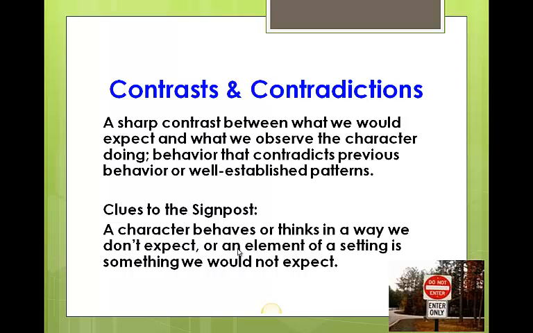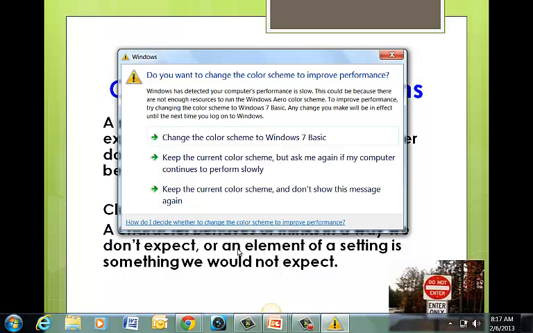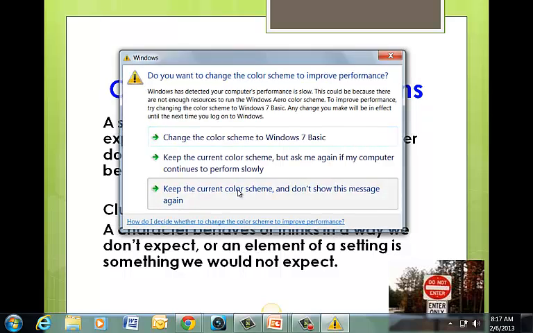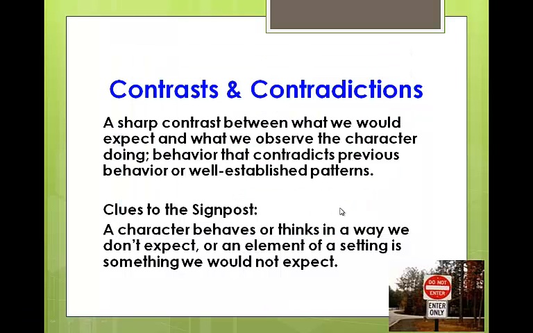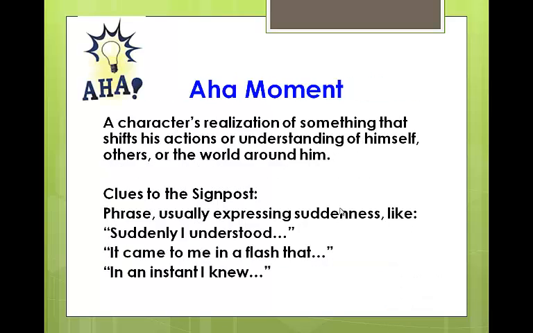Contrast and contradictions incorporate sharp contrast between what we expect the narrator or character to do and what they actually do. So it's a break from the well-established pattern that we see from a narrator or a character. And usually this is a clue from the author that we should take note of this. It's a significant moment and we need to comment on it and analyze it.